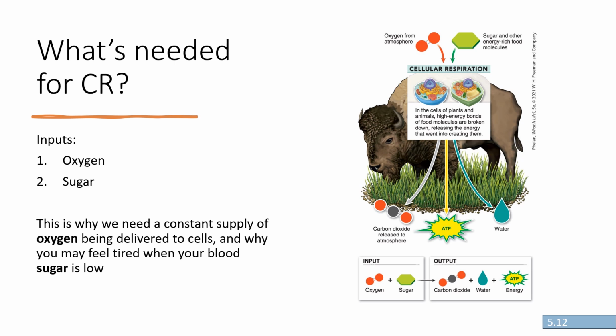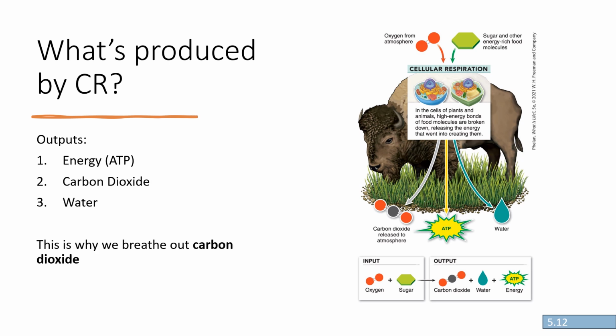So again, we need two basic things for cellular respiration: oxygen and sugar. This is why we need a steady supply of oxygen to our bodies, and why we feel tired if our sugar levels are low. After cellular respiration is complete, we have converted the energy in the food to ATP, which is in a form the cells can use. We also have two byproducts produced: carbon dioxide and water. This is where the carbon dioxide we exhale comes from.